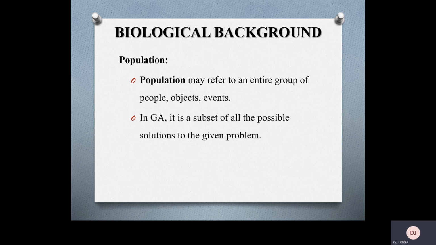First one is population. Generally, population may refer to any group of people or group of objects or some events. Whereas in genetic algorithm, it is a collection of solutions to a given problem. So for a given problem, we may have n number of solutions. Those solutions are known as population. This is the first term.